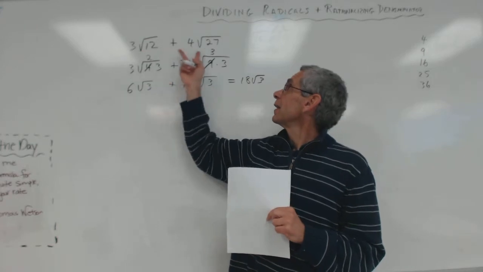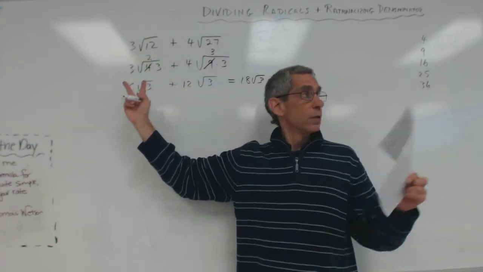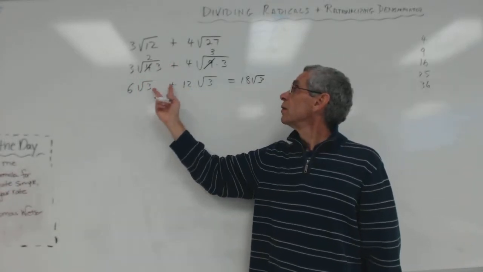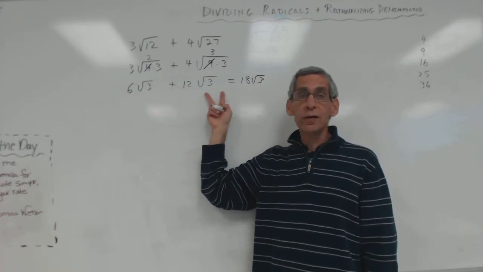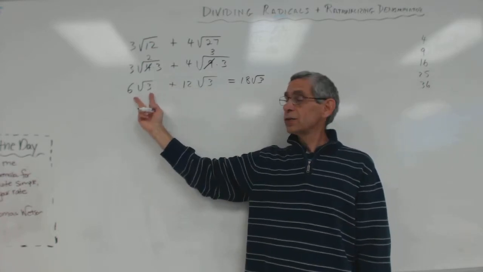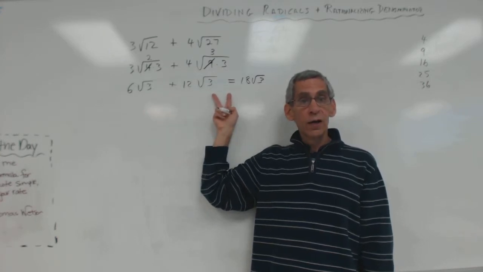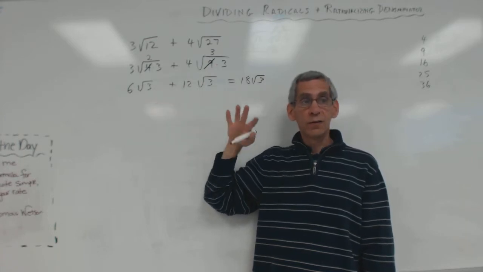I can't do anything the way they're written, but I can try simplifying them by using my largest perfect squares, right? And then suddenly, I have the square root of 3 and the square root of 3. If this had turned out to be 6 square root of 3 plus 12 square root of 7, could I have done anything? No, I would have had to leave it as 6 square root of 3 plus 12 square root of 7. There's nothing I can do.